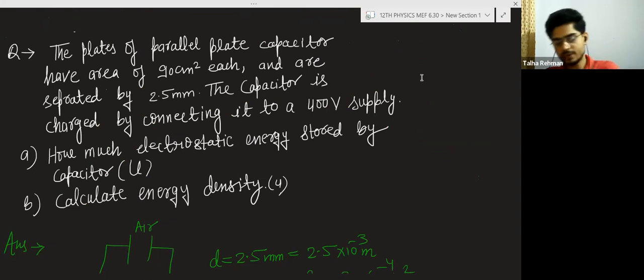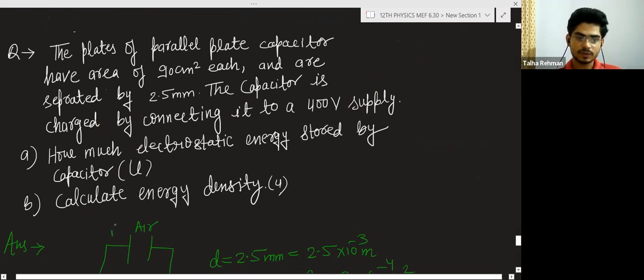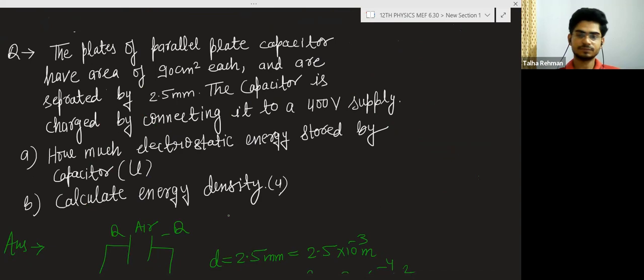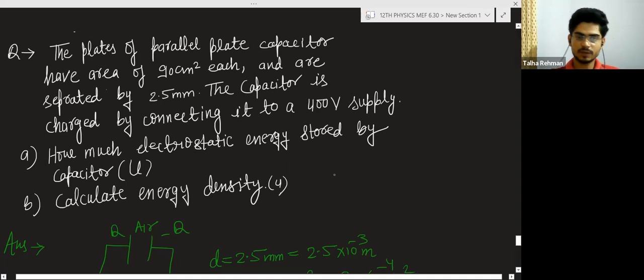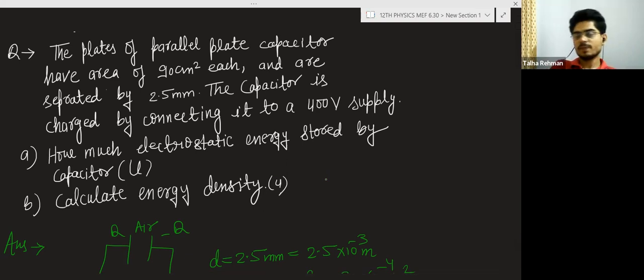So what I have done, first I have calculated the capacitance, and from that capacitance I have calculated the charge on the plate of the capacitor. And from this charge I have calculated the electric field, and from the electric field I have calculated the energy density. So you should know the formulas only. Capital U has three formulas: Q square upon 2C, half CV square, half QV, and energy density has the formula half epsilon naught into electric field square.